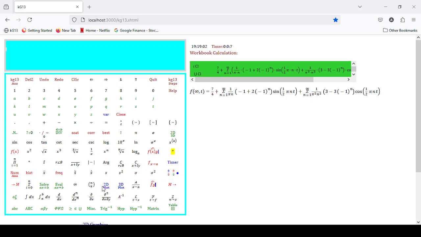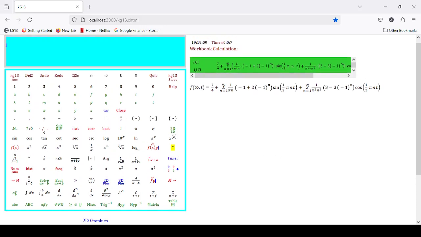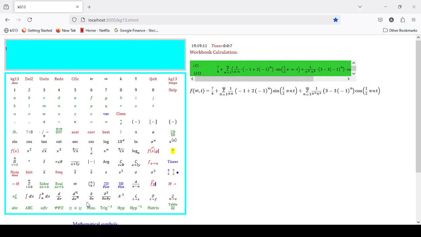So here is 2D graphics, as you can see here at the bottom, 2D graphics. So click on there. We are ready now to plot. The time variable is here. So we will say t going from, let's say, minus 8 to 8. And here we put in the function.